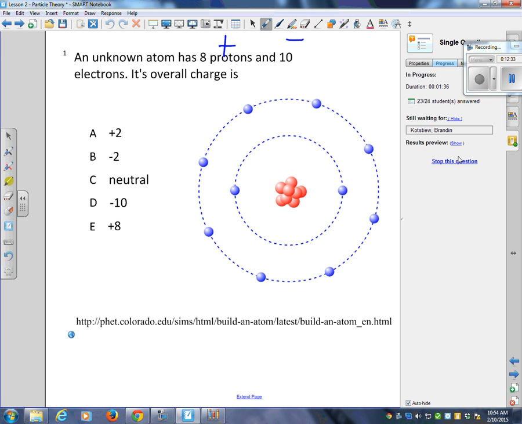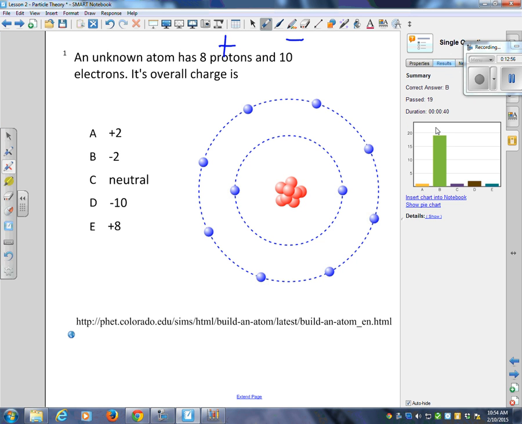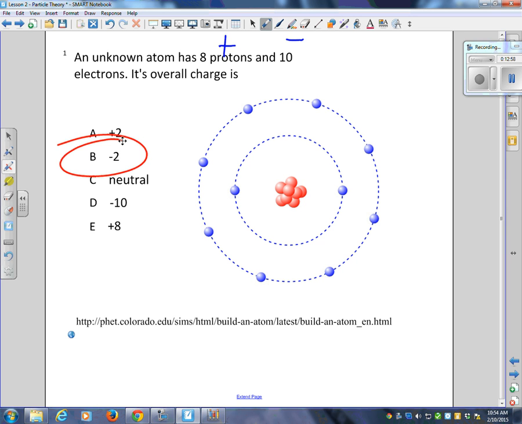Hurry up. Enter an answer. Because if there's less protons than electrons, it'll be negative, right? It said right there. Answer is B. Circle the correct answer on your sheet.